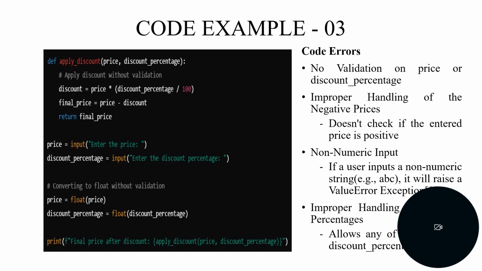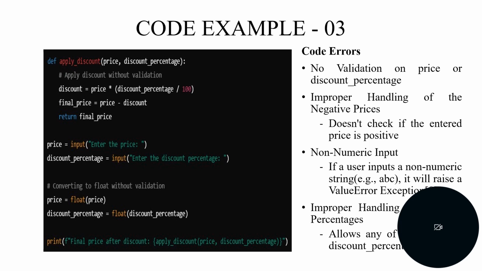The price and discount percentage values are obtained directly from user input without having any validation. If the user inputs non-numeric values such as strings like ABC, the program will attempt to convert these inputs to floats, which will raise a value error exception, causing the program to crash. And the second one is improper handling of negative prices. The code doesn't check whether the price entered by the user is a positive number or not. Negative prices are unrealistic and should be disallowed. The function will accept negative values and proceed with the calculation, leading to incorrect results.